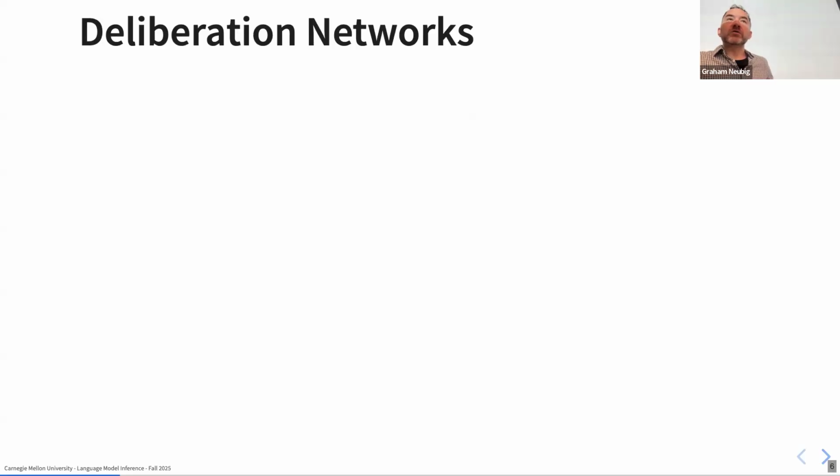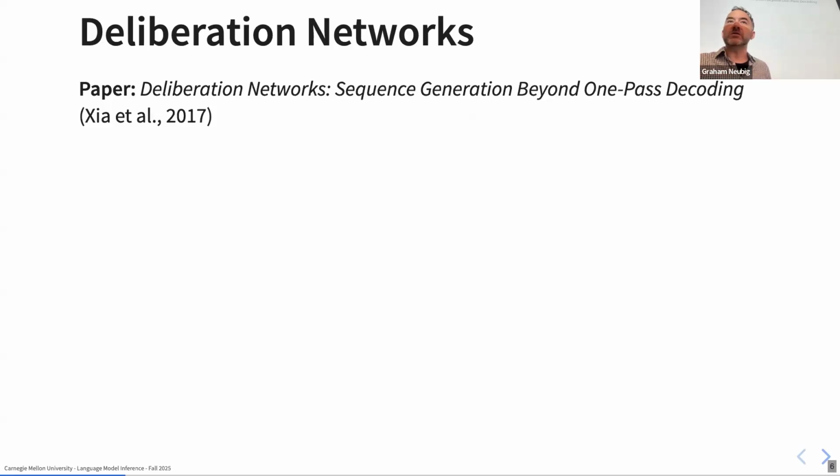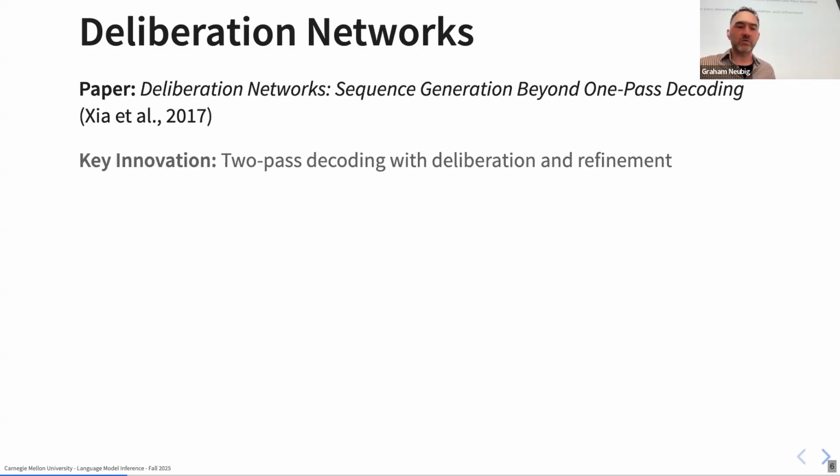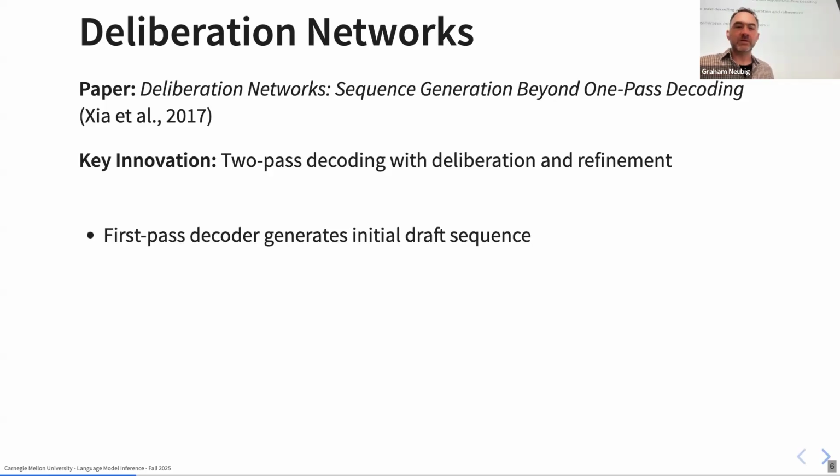So the first one I want to talk about is very simple. This is a paper that was done in 2017. So this was back when neural models for language generation were very fresh and new, basically. But the basic idea here is that you don't want to generate a single output, but you want to generate an output, and then you want to go in and refine it. And what they did here is they did two-pass decoding with quote unquote deliberation and refinement. And so the first pass generation generates an initial draft sequence.